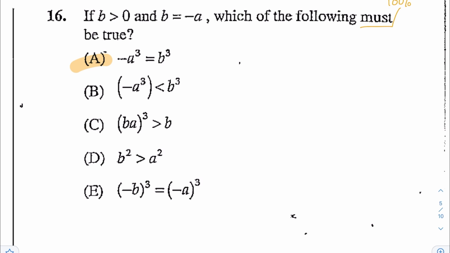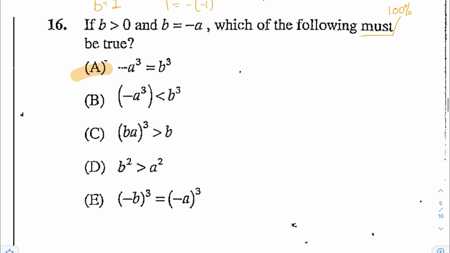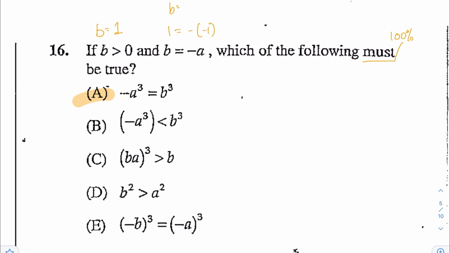So for example, b has to be positive. So we can make b equal to, let's say, 1. And then b is equal to negative a. So 1 is going to be equal to the negative of negative 1. So b has to be equal to 1, and a would be equal to negative 1, because the negative of a negative number becomes positive. So basically what you figure out is that a and b are additive inverses. A is a negative version of b.